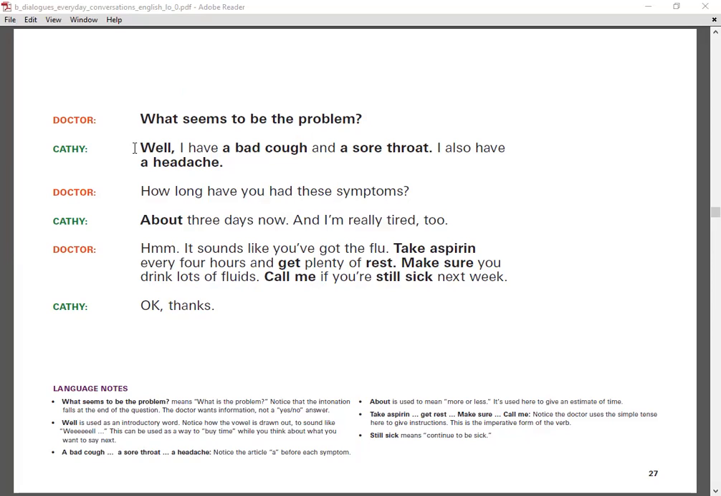Then she says, well. When you say well, this one is an introductory word.